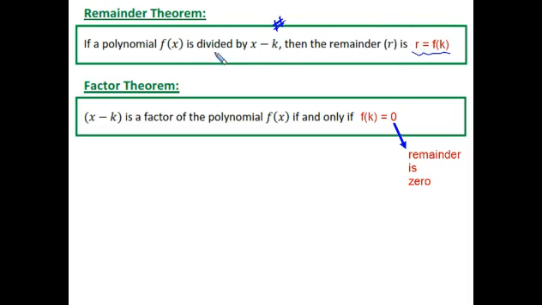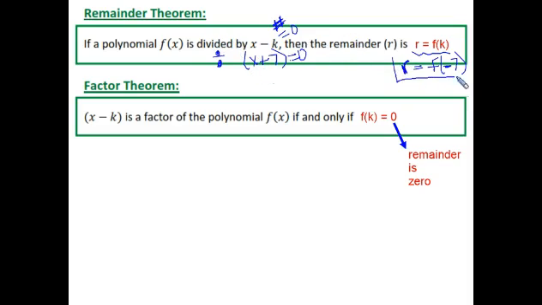So for example, let's say we're taking a function and we were dividing it by, I don't know, x plus 7. If we were to put in negative 7, notice how it's kind of that opposite, because if we were to set this one equal to 0, we would subtract the 7 over to get negative 7. If we were to put in negative 7 into our function, whatever that answer is is the remainder if we were to do this division process.